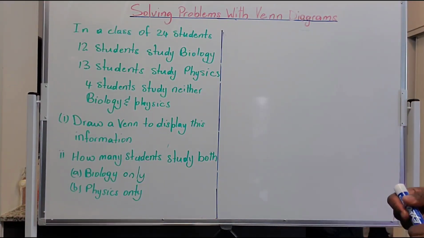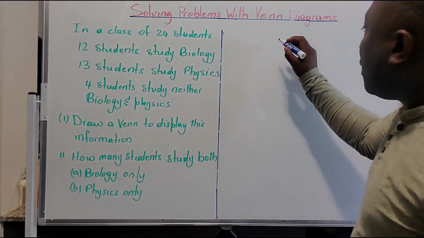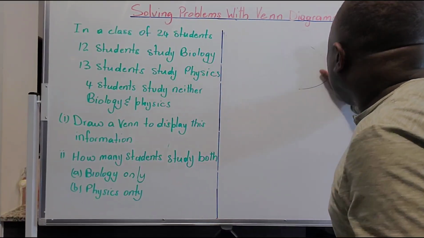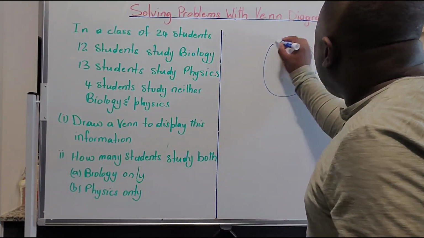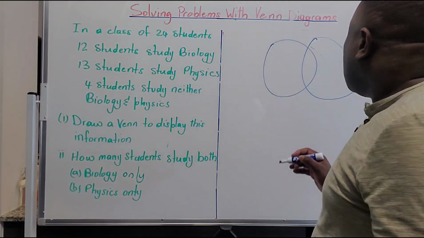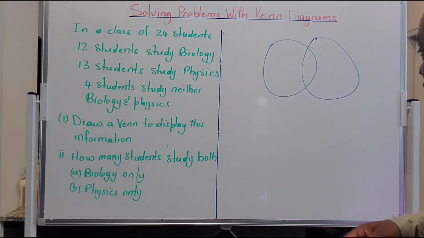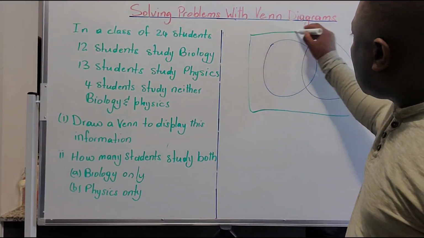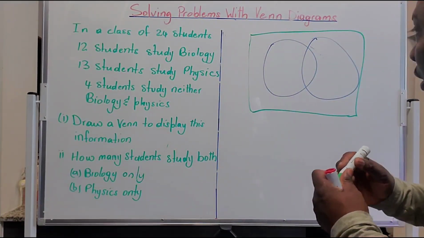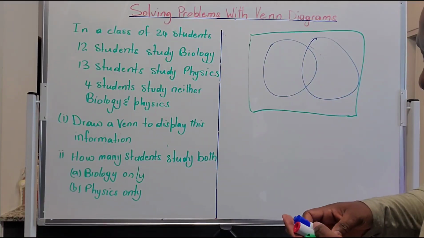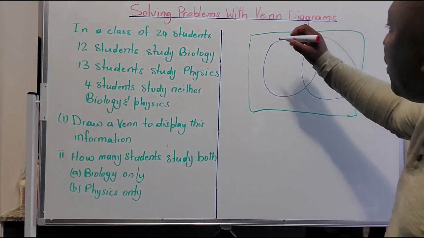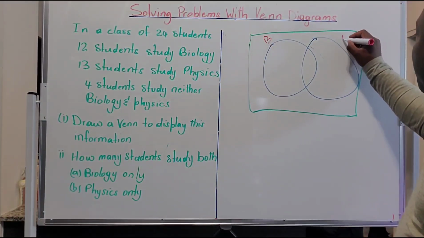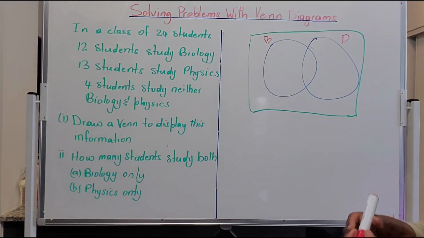So first, we must display this on our Venn diagram. Not so accurate. Let me give it a better shot. So I will use letters to represent the two subjects, the two areas of focus. So B will represent biology, and we have P for physics.